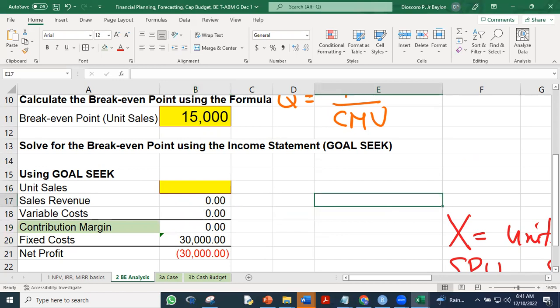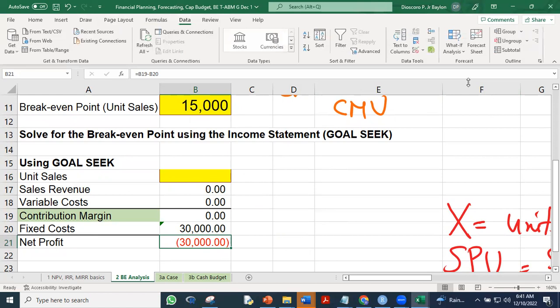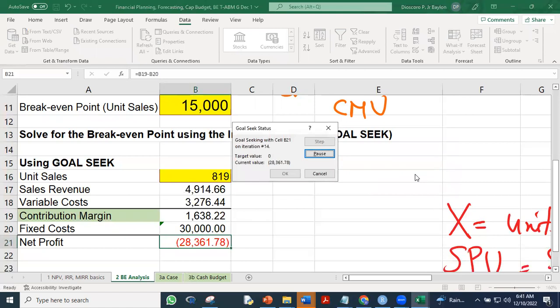All right, then we can use GoalSeek now. We can ask Excel to solve for the unit sales so that the net profit is equal to 0. So we can go to Data, then What-If Analysis, GoalSeek, set cell our net profit to equal 0 by changing the number of units. You can see here Excel is iterating, and then we have this.